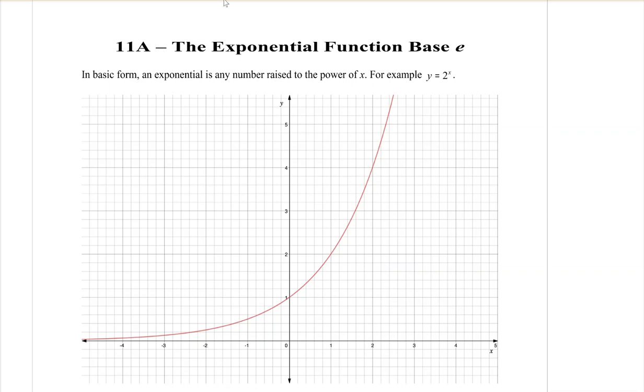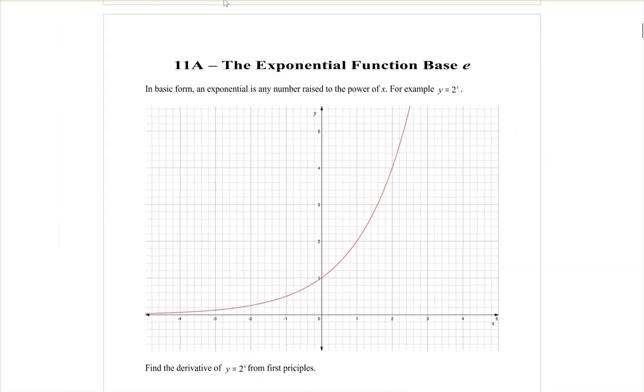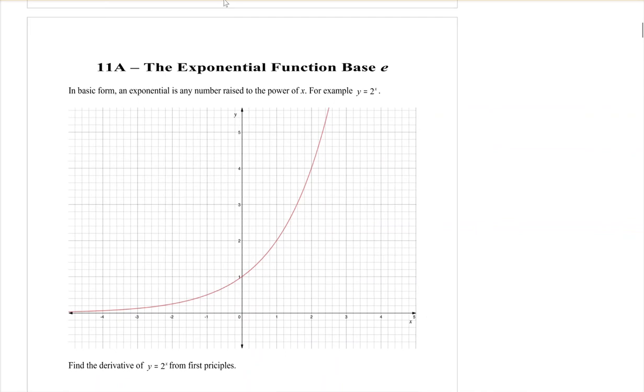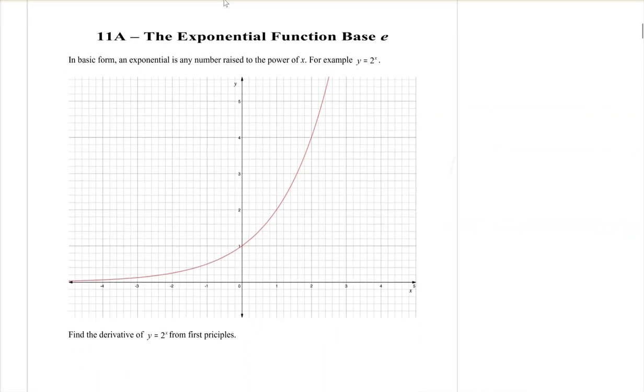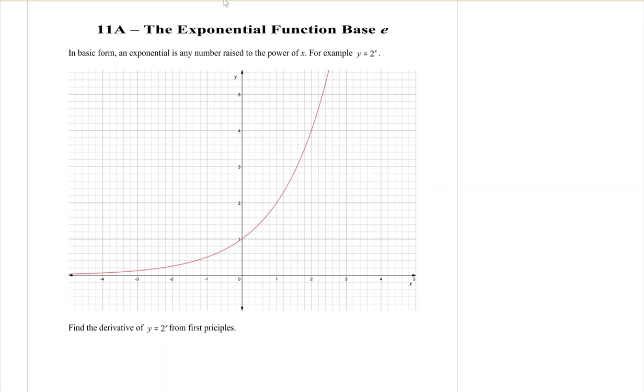Okay, so this first exercise is a bit of a discovery kind of opportunity, not the kind of stuff you'd probably see on a test, but to explore where this kind of stuff came from. So the first example here says, in basic exponential form is any number raised to the power of x. So that's what exponential form means, something to the power of x. And the graph that is there is the graph of y equals 2 to the power of x. So we want to be able to differentiate that.